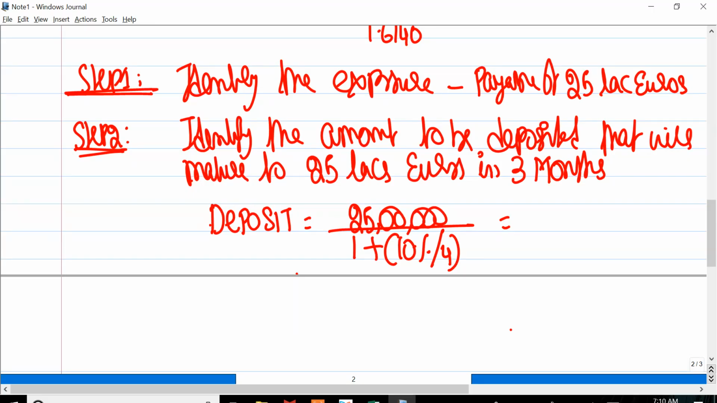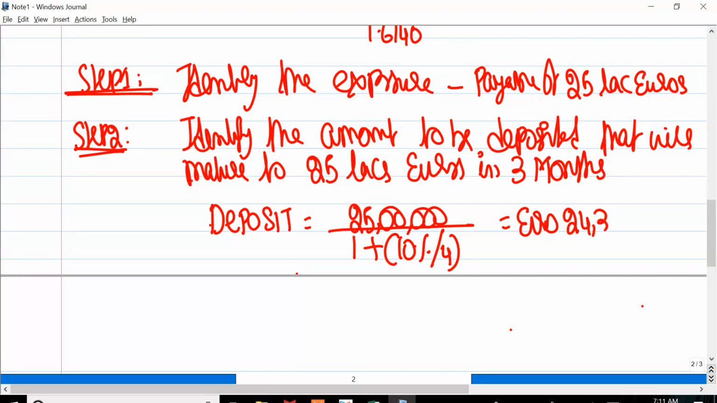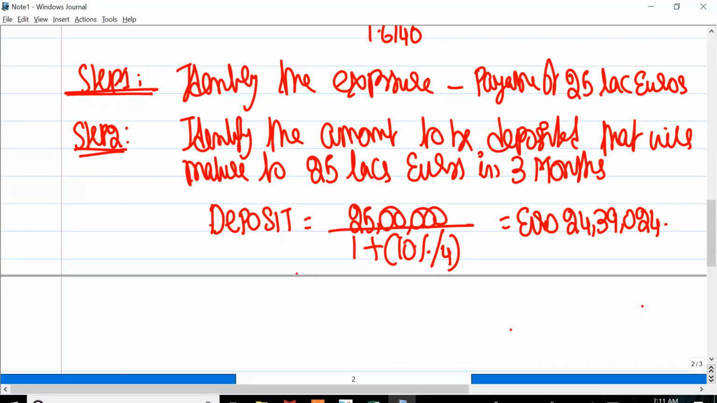24 lakh euro, 24,39,024.39. This is the amount of deposit to be created. I don't have this money in hand, because if you assume this money is in hand, you will make a mistake in identifying your bid and ask rate. I need this much money.